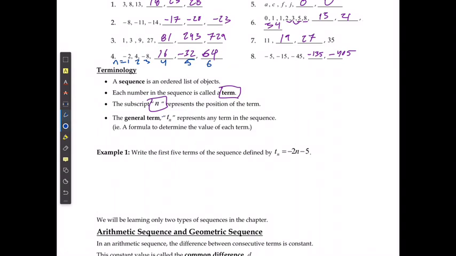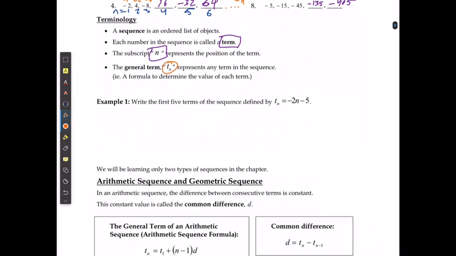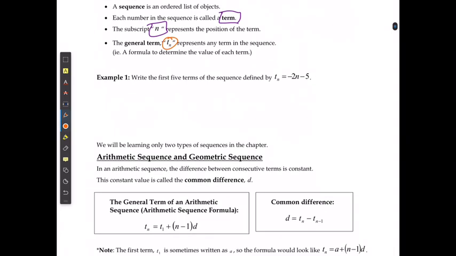The general term Tn represents any term in the sequence, which means that this would be the value of term 1, term 2, term 3, and if I went on for a while, I could just call it term n, where it can represent any value that occurs in the sequence.